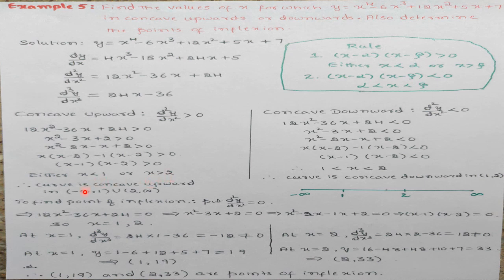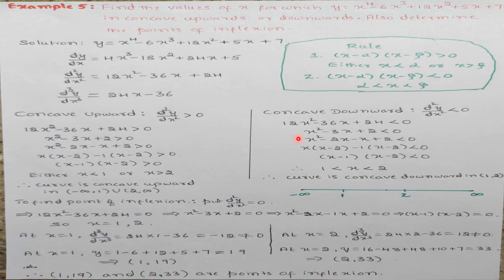In this interval the curve is concave upward. Therefore from −∞ to 1 the curve is concave upward, and also from 2 to ∞ the curve is concave upward. Okay, now let's see the second case.